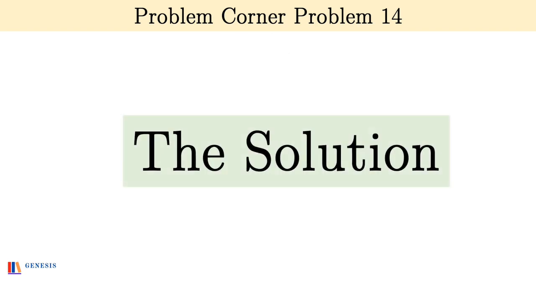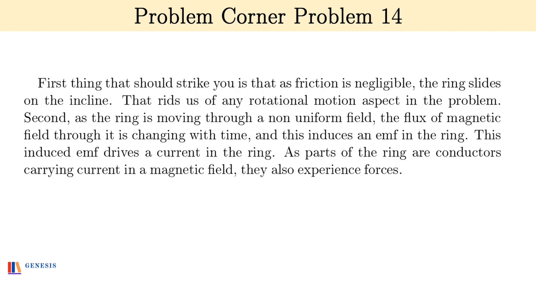The first thing that should strike you is that friction is negligible. Therefore, the ring slides on the incline. This rids us of any rotational motion aspect of the problem. Second, as the ring is moving through a non-uniform field, the flux of magnetic field through it is changing with time, and this induces an EMF in the ring. This induced EMF in turn drives a current in the ring. As parts of the ring are conductors carrying current in a magnetic field, they also experience forces.